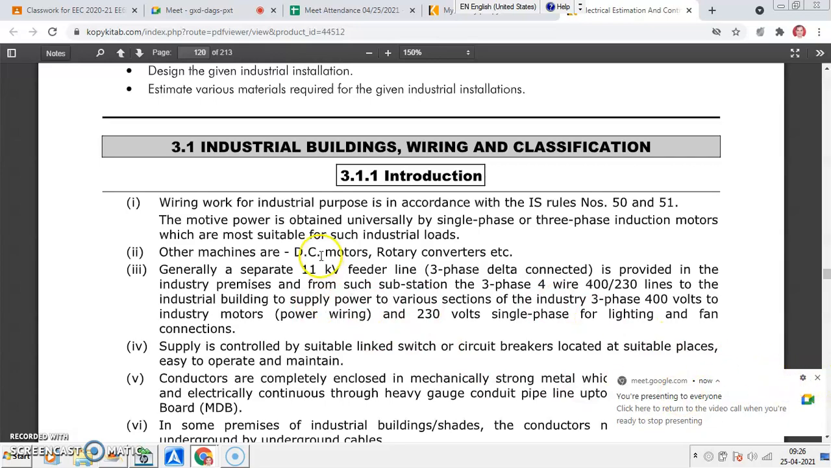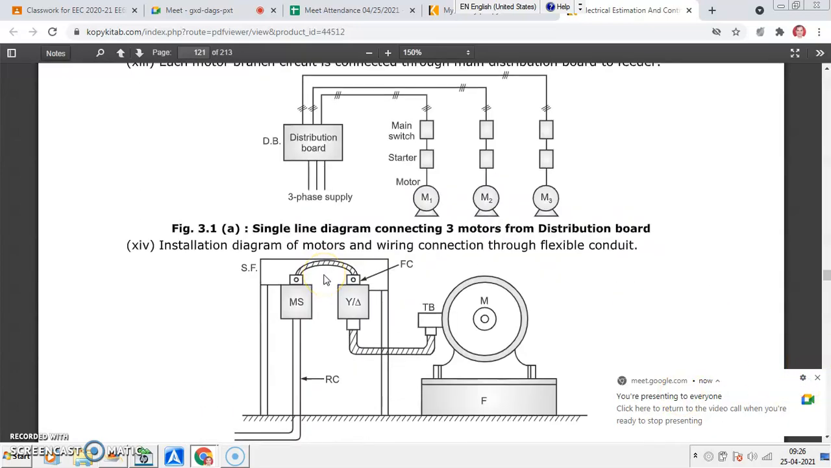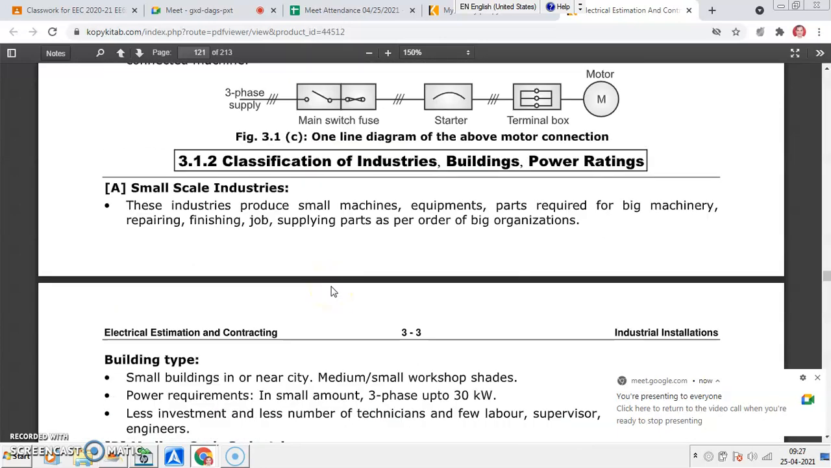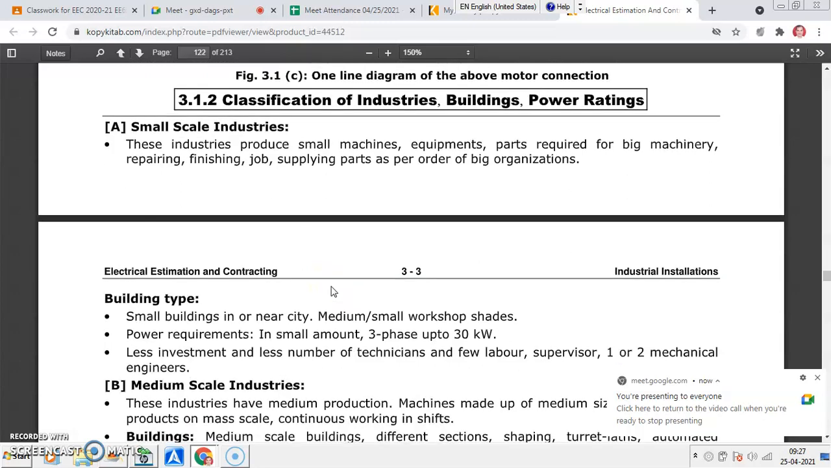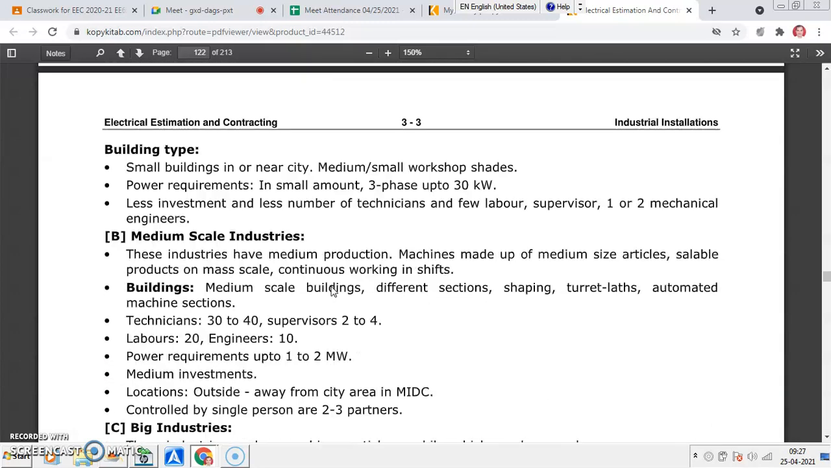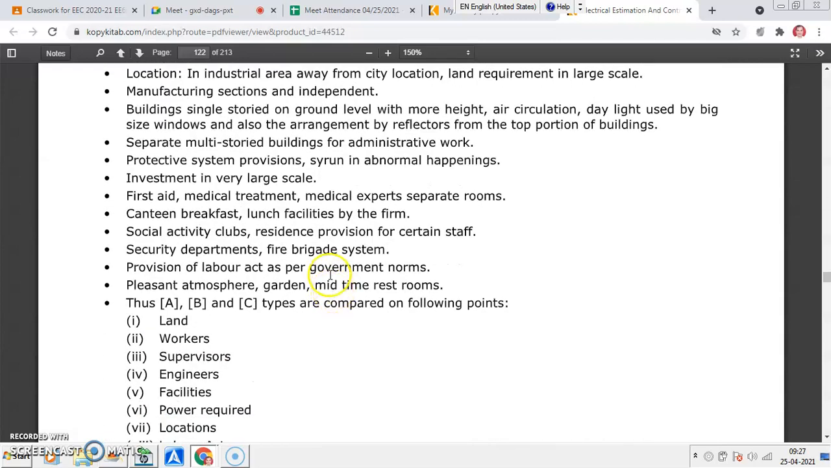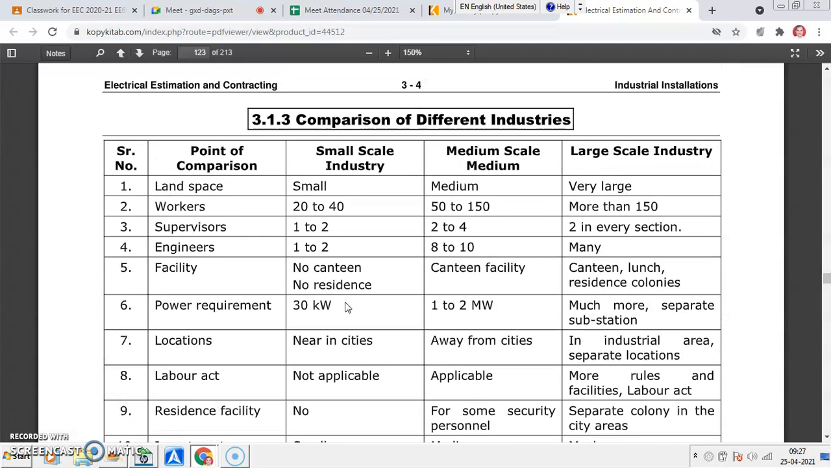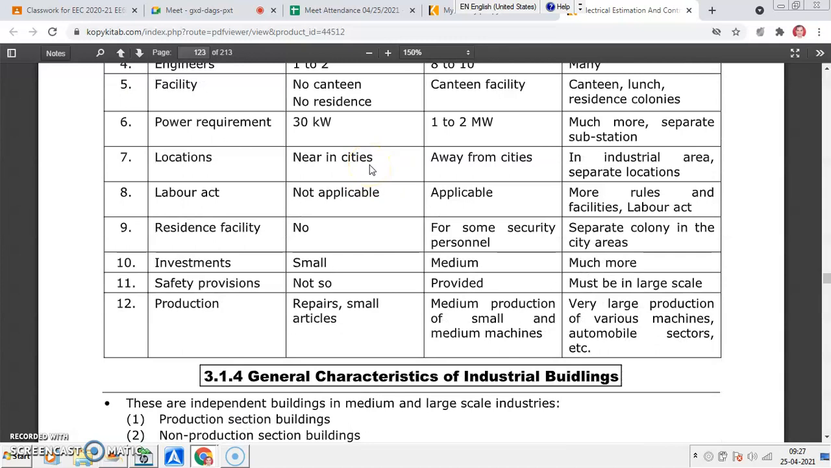Then we saw the single line diagram, route diagram of a typical industrial installation. Then we have seen the classification of industries: small scale, medium scale, large scale, and their comparison, various factors or points of comparison. By considering these points, we can classify a particular industry in a particular class, say small, medium or large scale.